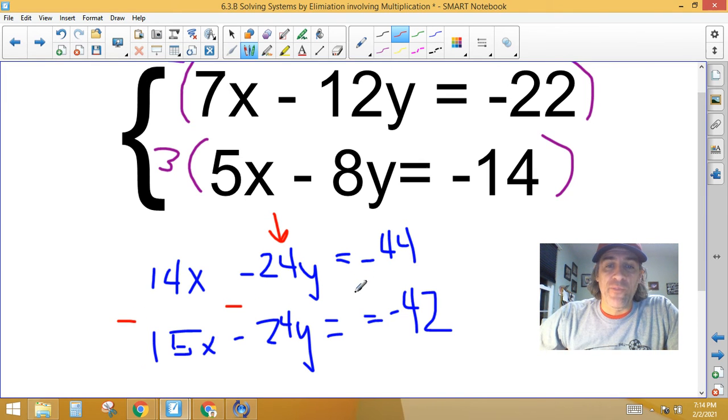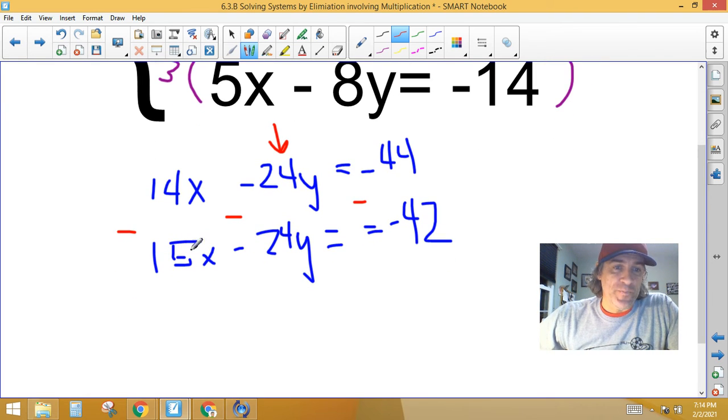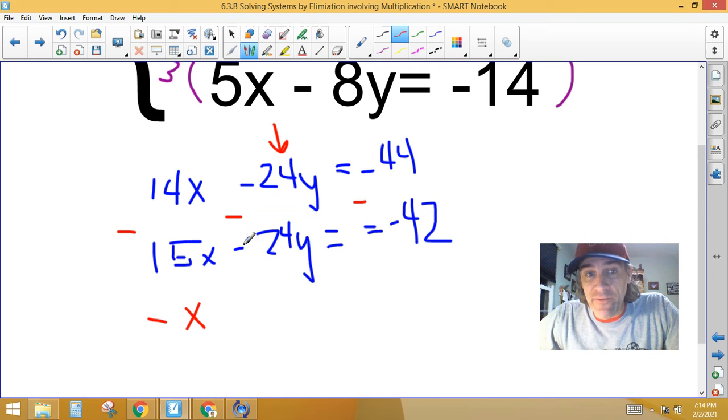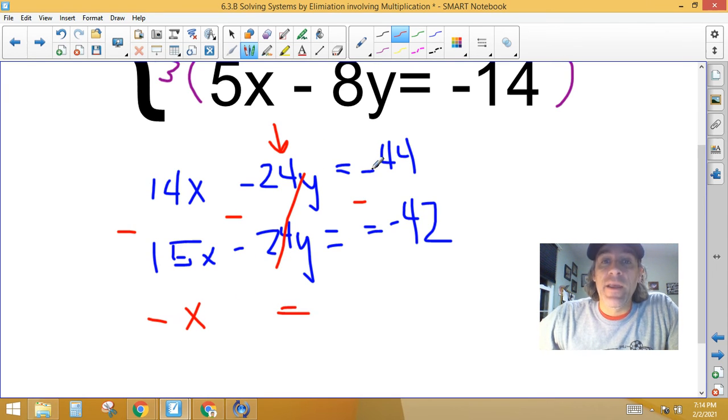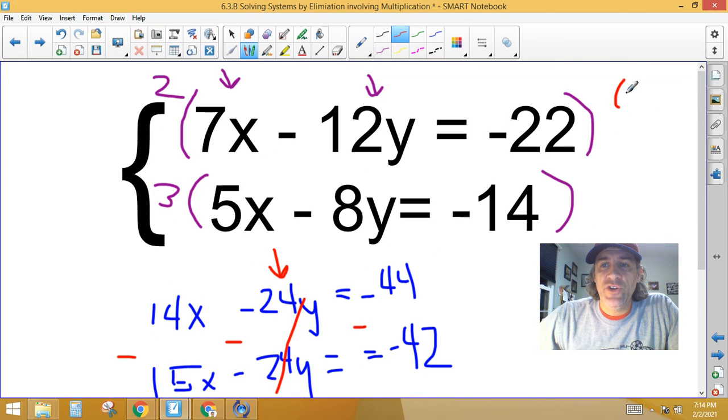So what I'm going to do right now is put a subtraction sign between each of my coefficients. So I have 14x minus 15x. That gives me negative x. Negative 24 minus negative 24. That gives me nothing. It cancels out. Negative 44 minus negative 42. That gives me negative 2. Divide by negative 1 because I have a negative x on that side, and x equals 2. So I have my first part of the solution.